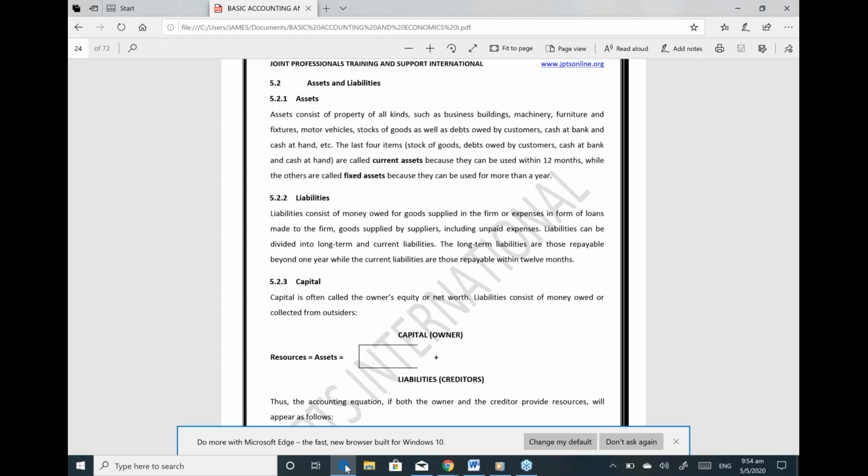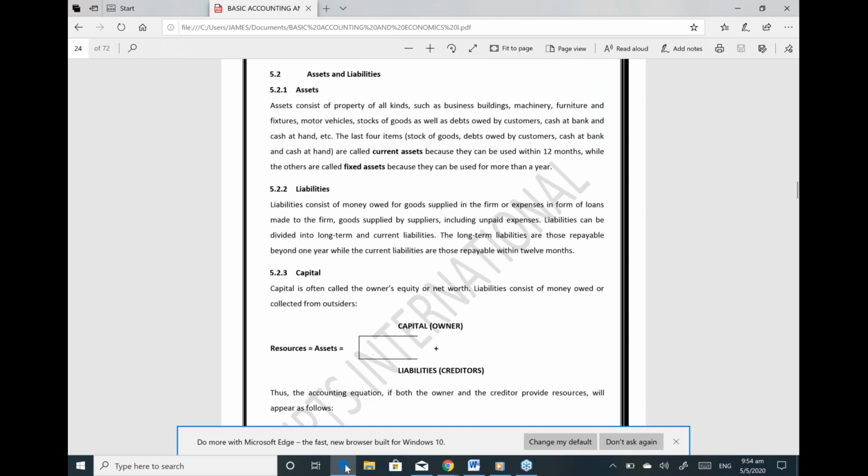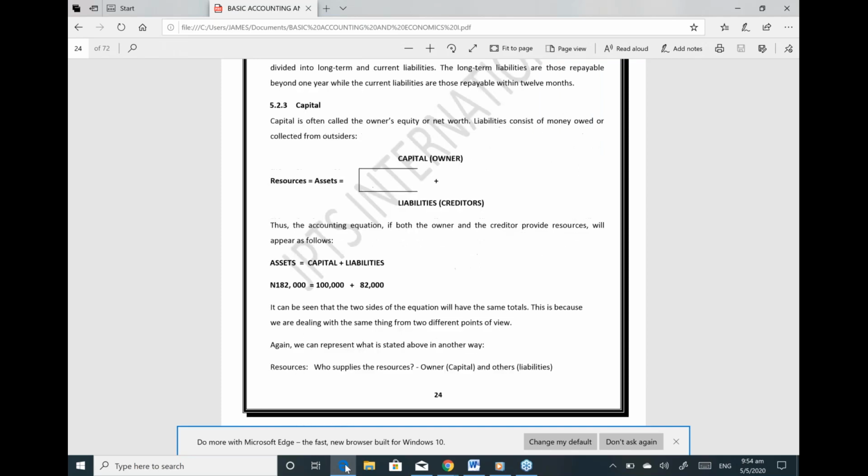Then we'll now look at resources equals assets. Resources is equal to assets. When we talk about resources, we are talking of the combination of fixed assets and the liabilities, for the capital. And don't forget that we said the capital is also called the owner's equity or net worth. Then we look at asset is equal to capital, that is owner's equity, plus the liability, that is the creditors.